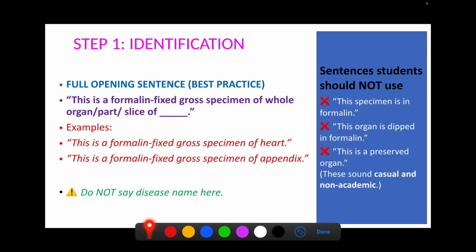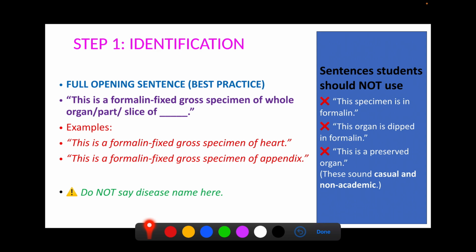So this must be your first line whenever you start your description. Remember, the word "formalin fixed" is important, because in the pathology museum we are using 10% formalin for fixation of any organ. So for example, it is given: this is a formalin fixed gross specimen of heart, or this is a formalin fixed gross specimen of appendix.